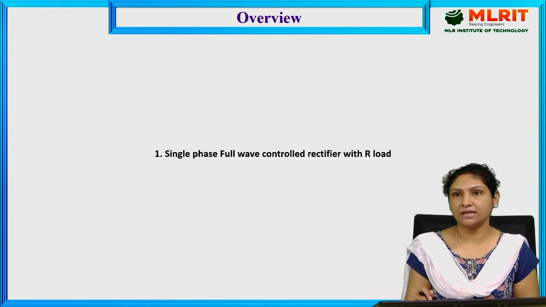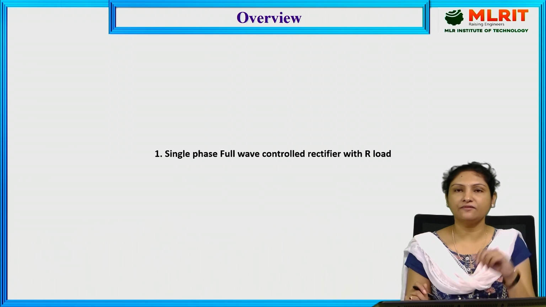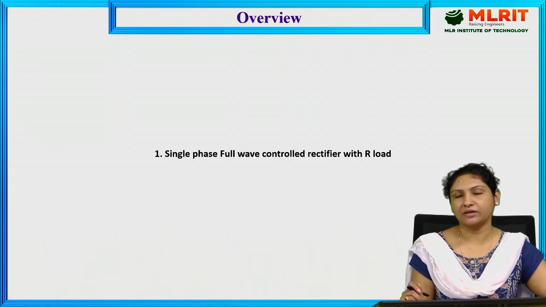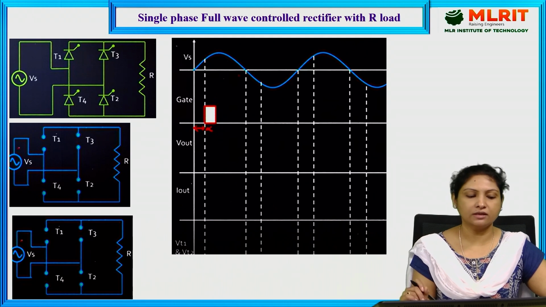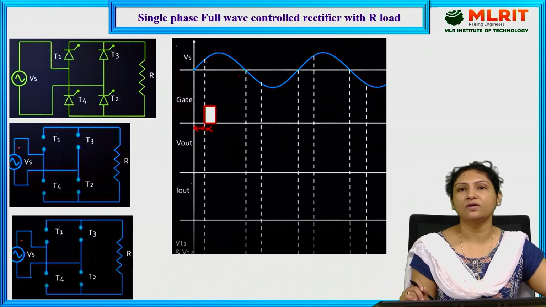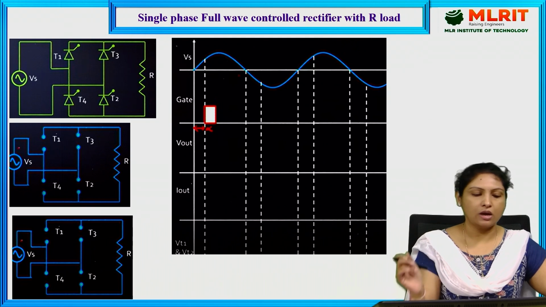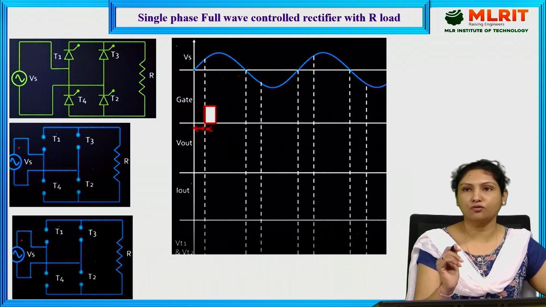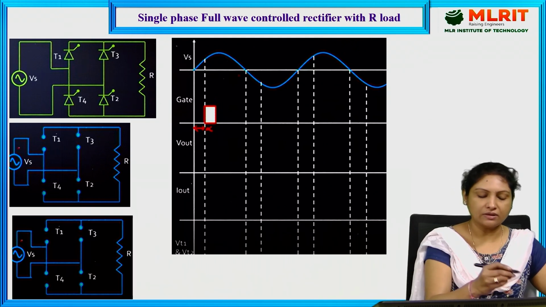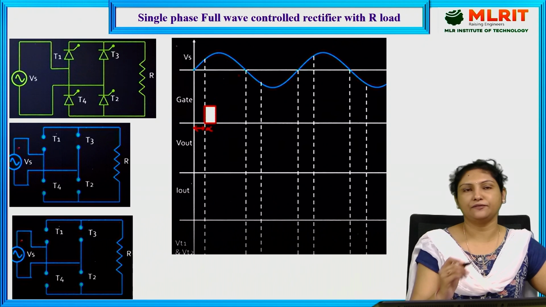And in today's lecture, we will be seeing single phase, full wave controlled rectifier with resistive load. And here, there is a circuit diagram of single phase, fully controlled rectifier with R load. And here we are making use of 4 thyristors, that is T1, T2, T3 and T4.